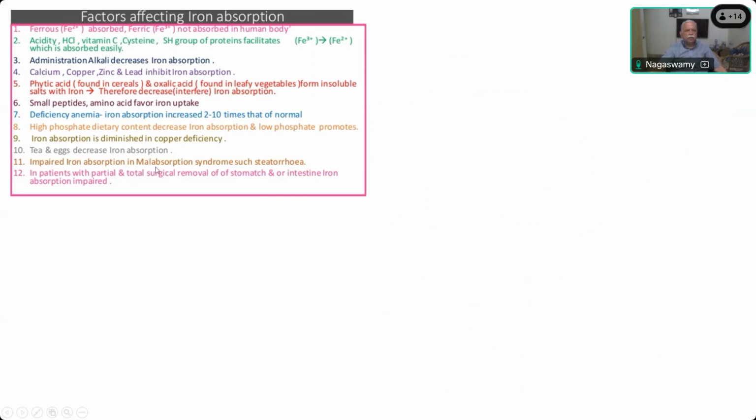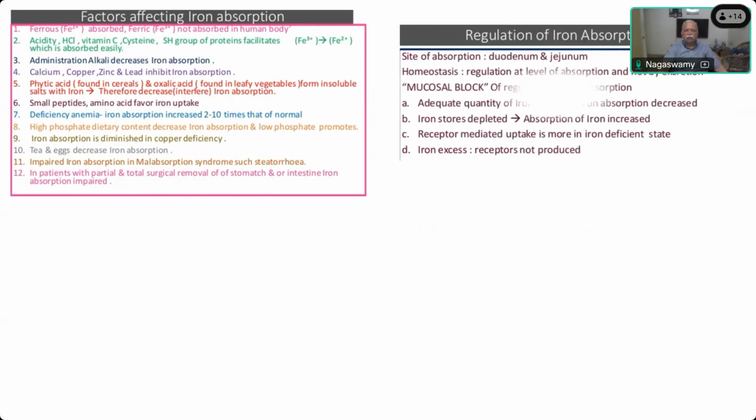Impaired iron absorption in malabsorption syndrome will also happen, and with partial or total surgical removal of the stomach. That is one of the reasons patients can become anemic after bariatric surgery, because of the reduction following surgical removal of the stomach or intestine. And the duodenum and jejunum are the site of absorption.